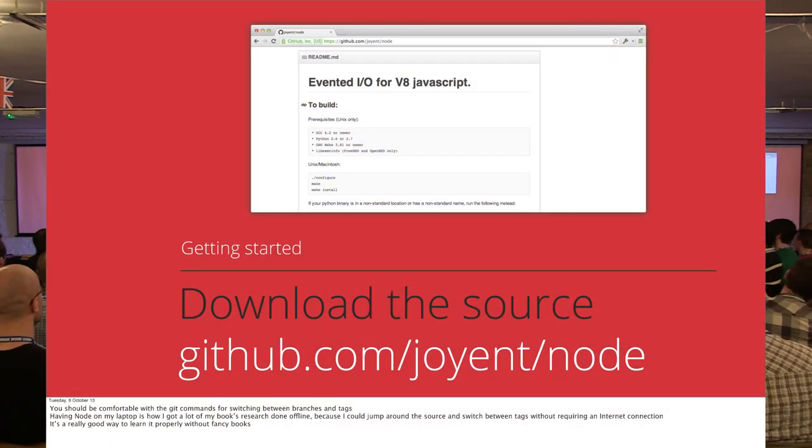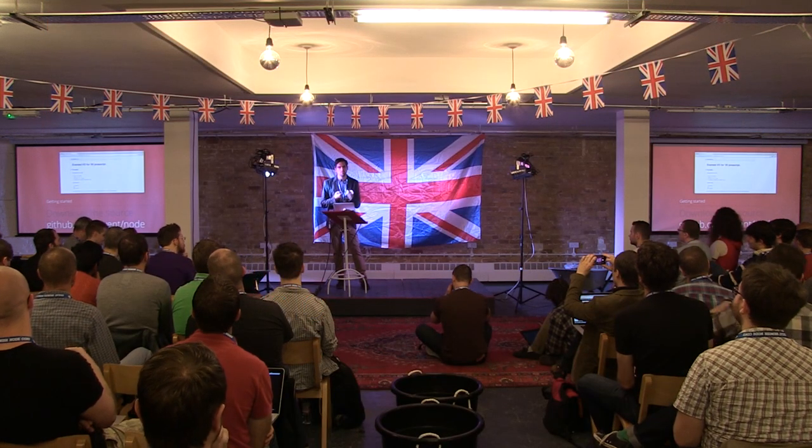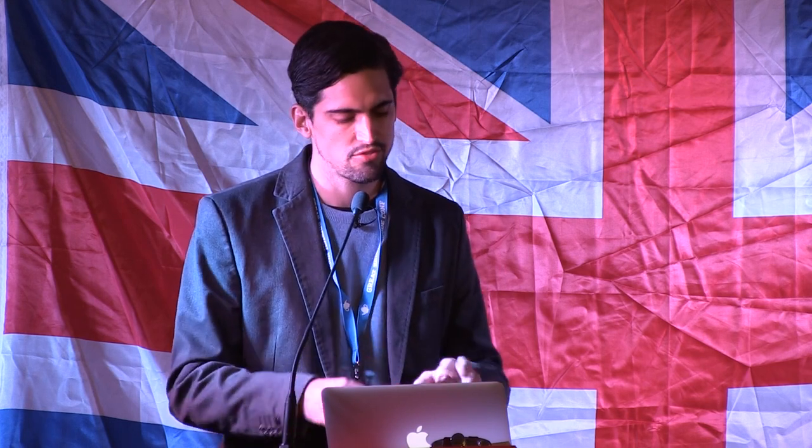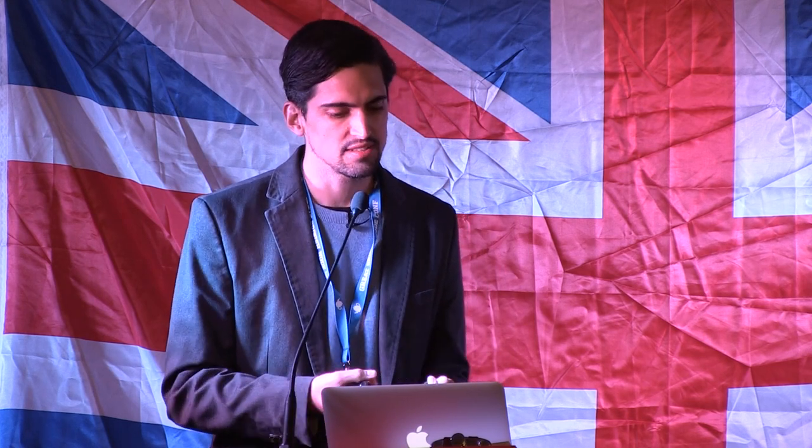All you need to do to get Node source code is check it out with Git. So if you're comfortable with Git branches and tags, which I assume you are, then if you've got Node source code on your laptop, you can switch between different releases, because they tag releases. So when I'm working on my book and I want to say, Node 0.10.x does this, even if I'm disconnected, if I'm on my long commute and I'm just trying to get some work on my book done, I can switch between Node's releases. And I can get in there and have a look at what it's doing. I don't need any special tools, just Git.